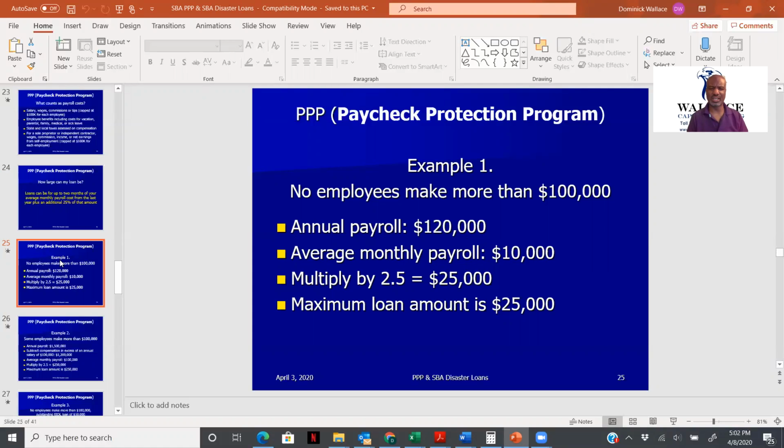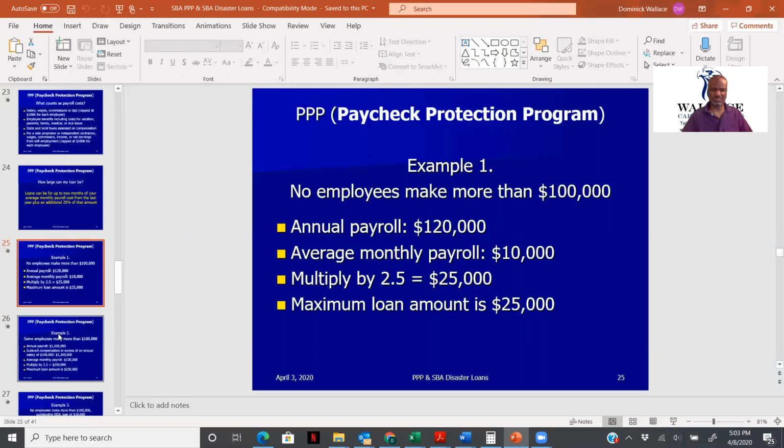Let's just say the annual payroll was $120,000. You added it all up, and that's what it adds up to over the last 12 months. What you do is divide that by 12, which is $10,000. Then you multiply that by 2.5, and the loan amount would be $25,000.